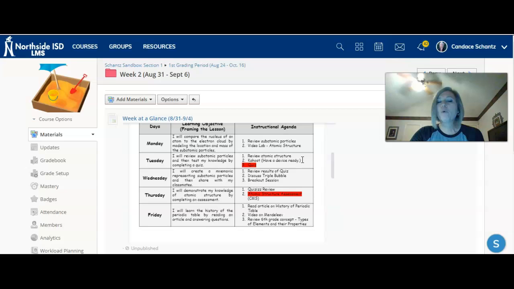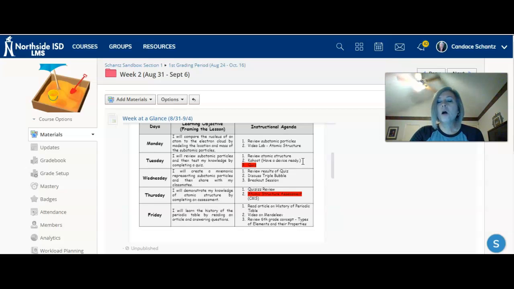On Tuesday, we're going to review together playing Kahoot, so make sure you have a device to play Kahoot with before we take our atomic structure quiz. On Wednesday, I want to go through that quiz, make sure everybody did okay. We're going to discuss a mnemonic called the triple bubble. It's a way to help you remember those subatomic particles.